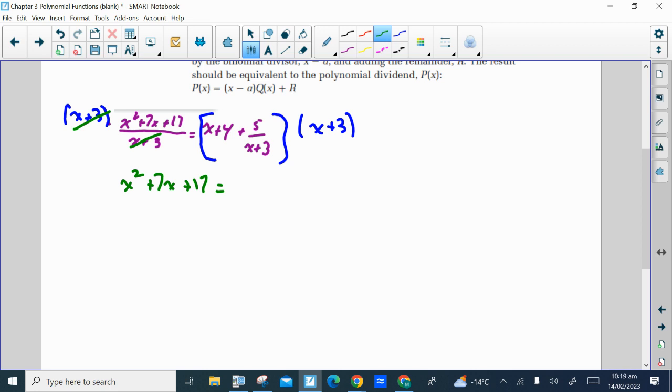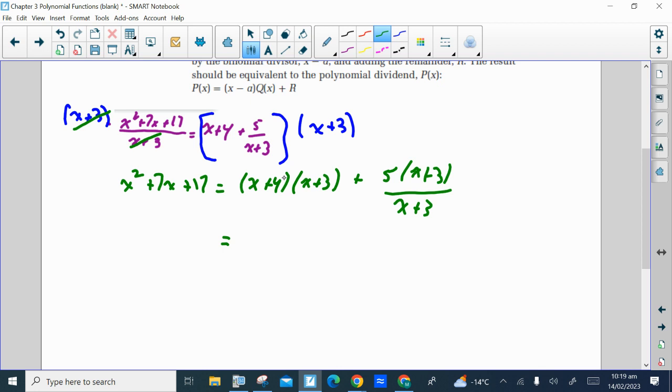Which means I'm going to multiply the x plus 4 by the x plus 3. And I'm also going to multiply the 5 over x plus 3 by x plus 3. So this just shows that I'm multiplying everything on the right by x plus 3.